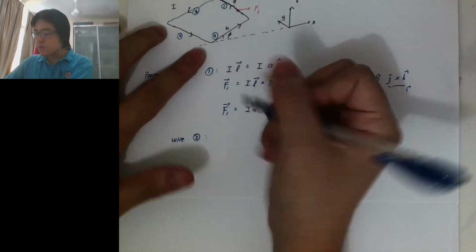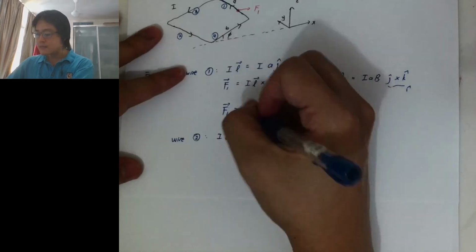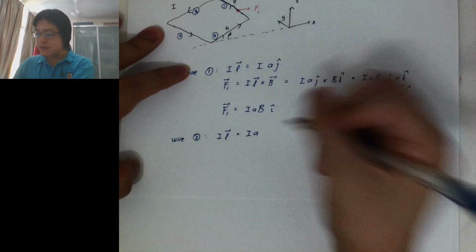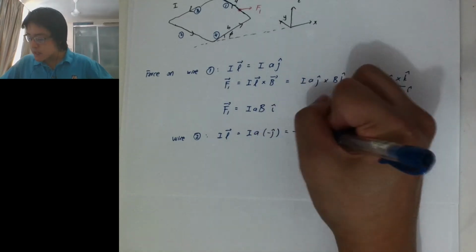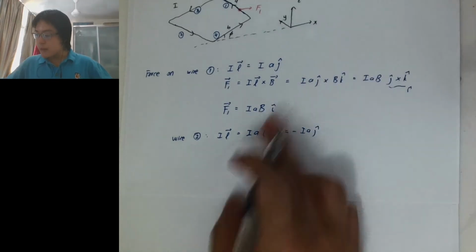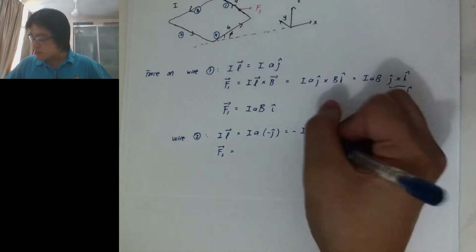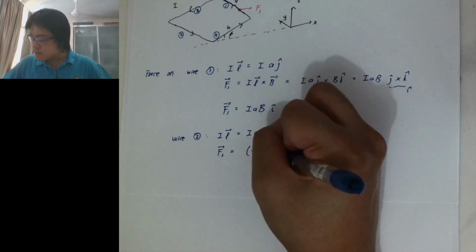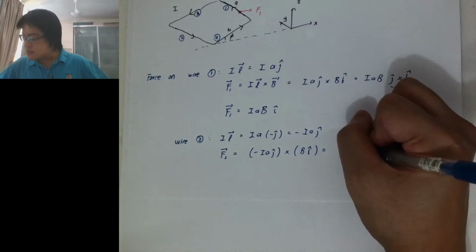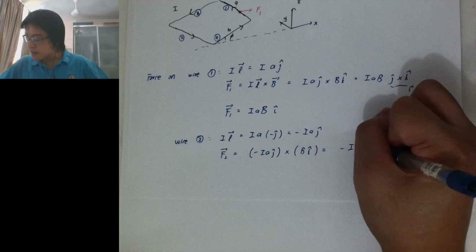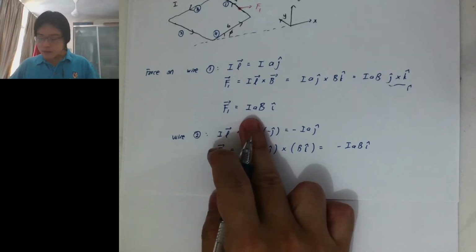So wire 2, what is my IL for the case of wire 2? So my current is still I, right? The length is still A. The direction is now minus J, right? So it's minus IAJ. Okay, and magnetic field is the same. So the force on wire 2 is minus IAJ, and then cross product with BK. So it's just negative IAB in the I direction. So it's exactly the negative of this, right?